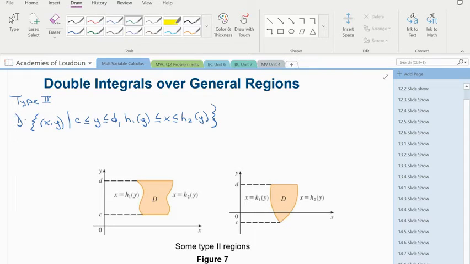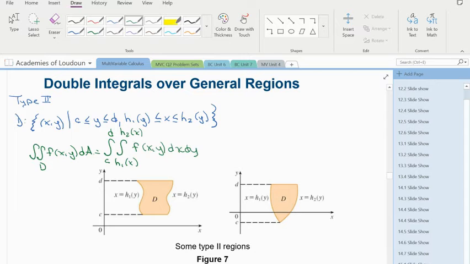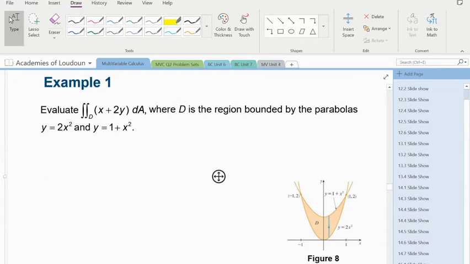So using the same methods as for type 1 regions, we can show that the double integral over D of f(x, y) dA is going to be the integral from c to d and the integral from h sub 1 of y to h sub 2 of y of f(x, y) dx dy, where D is a type 2 region. So let's take a look at example 1.